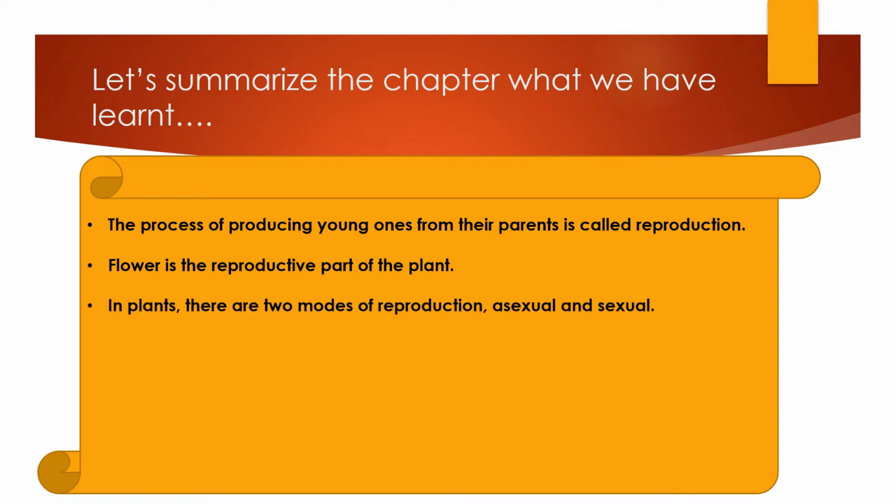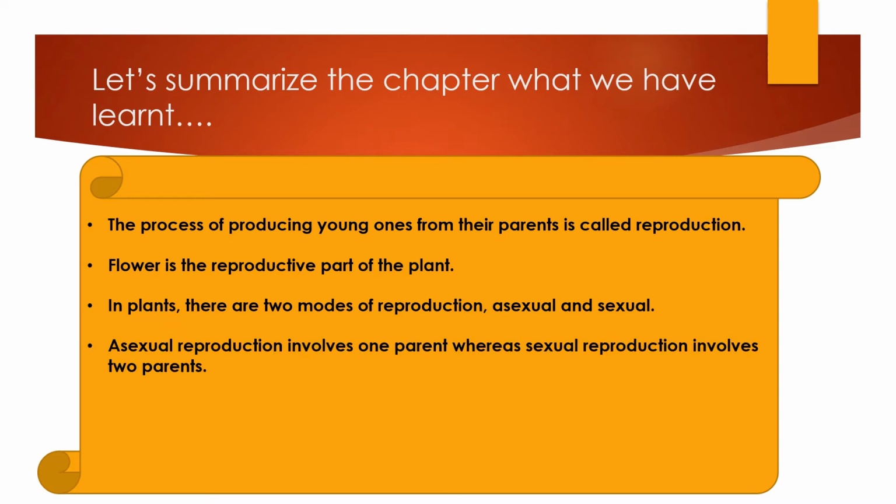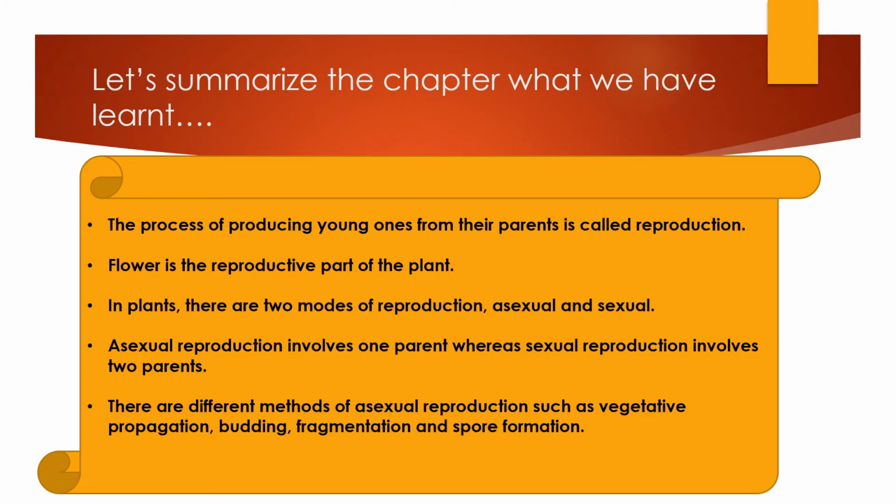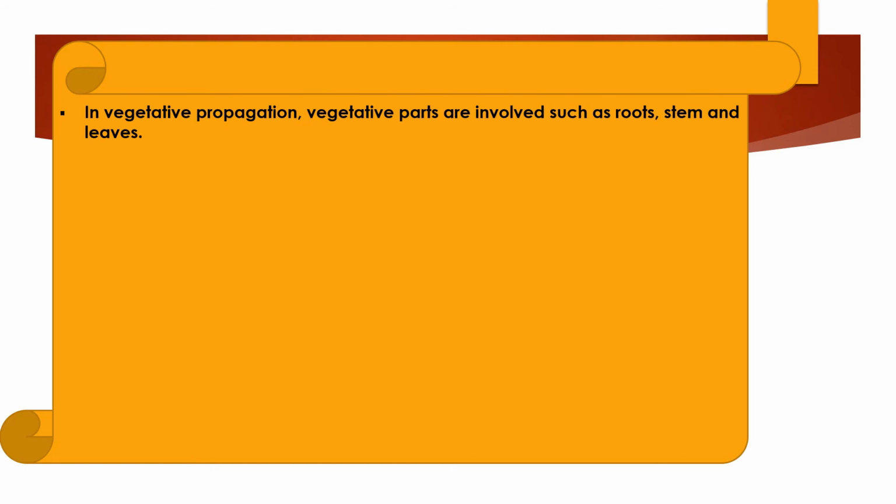In plants, there are two modes of reproduction, asexual and sexual. Asexual reproduction involves one parent, whereas sexual reproduction involves two parents. There are different methods of asexual reproduction such as vegetative propagation, budding, fragmentation, and spore formation. In vegetative propagation, vegetative parts are involved such as roots, stem, and leaves.